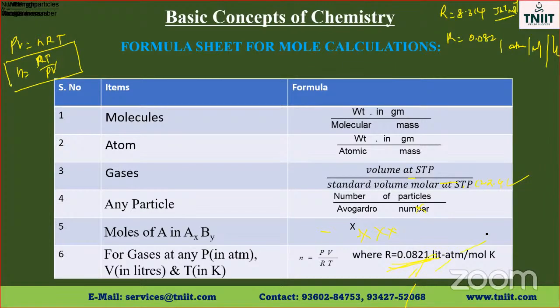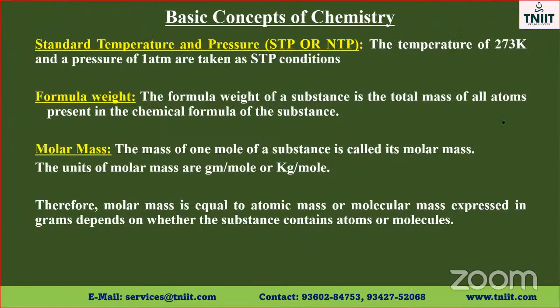Standard temperature and pressure. What do we mean by standard temperature and pressure? 0 degrees Celsius and 1 atmospheric pressure is called the standard temperature and pressure. Temperature always has to be taken in the Kelvin scale. So 0 degrees Celsius is 273 Kelvin. Next, what we have is formula weight.